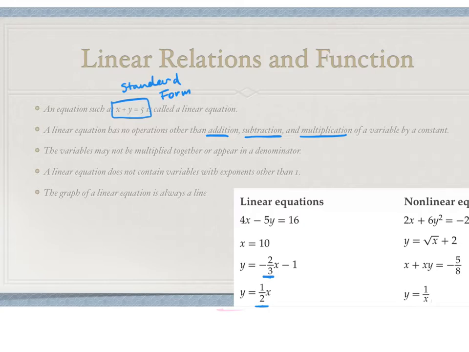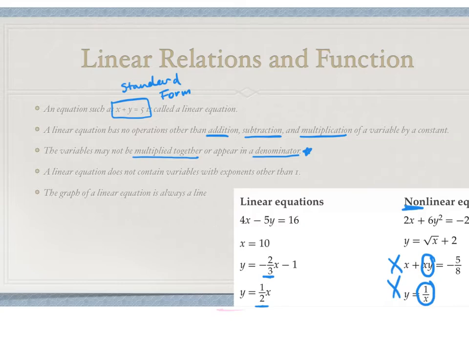The variables may not be multiplied together or appear in a denominator. An example of this would be an x times y. This would be nonlinear. So here are nonlinear options. We have x times y, and then x is in the denominator here, so these are not linear functions. We can't have two variables being multiplied together or in the denominator.